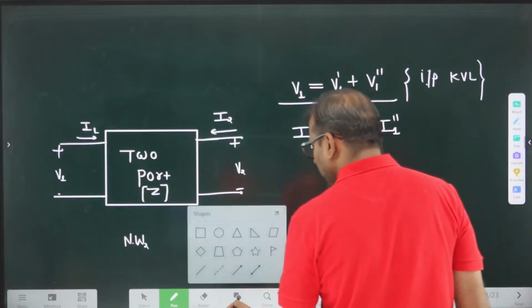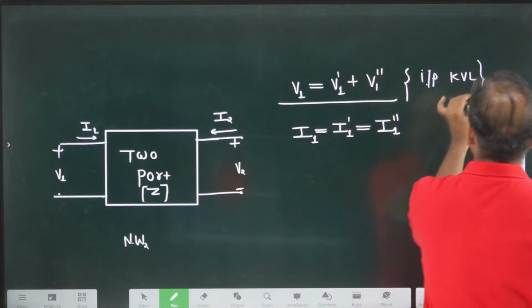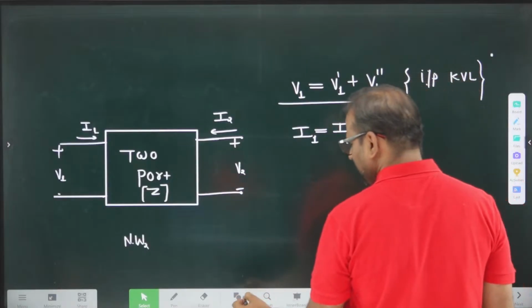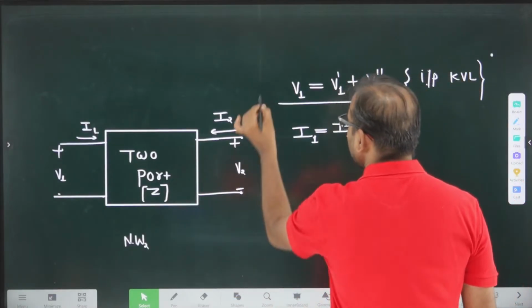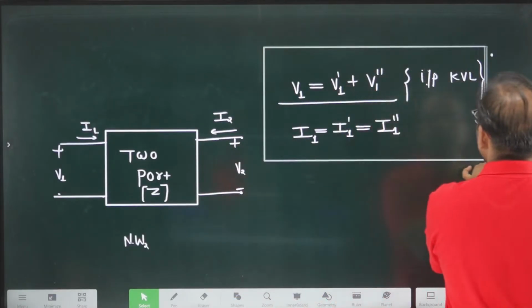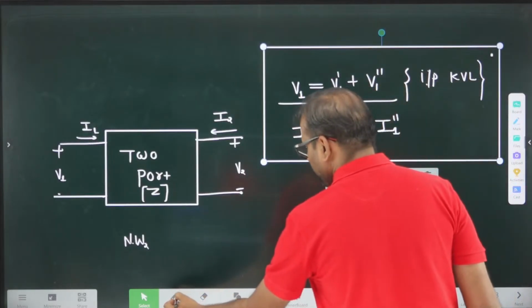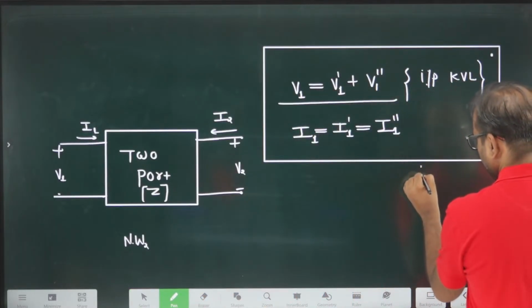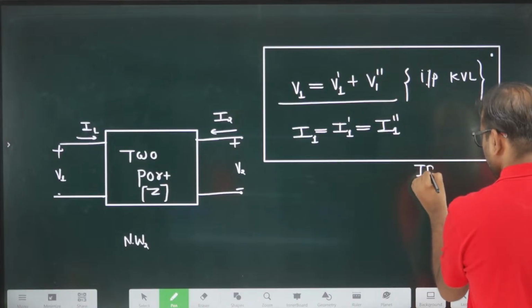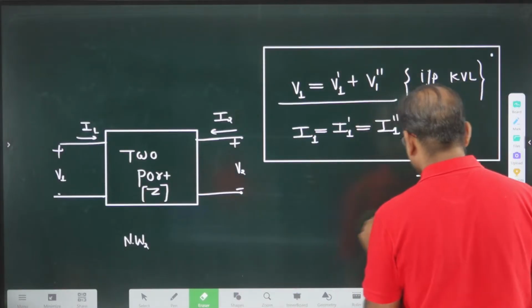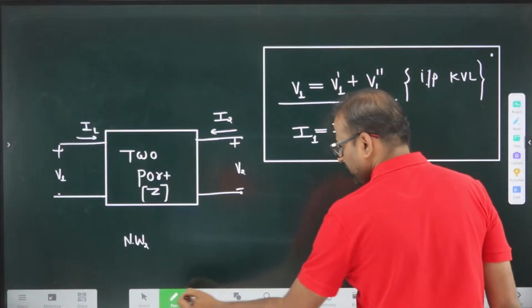So ये जो value है, these values are valid for input port. ये किसके लिए valid value है? These values are valid for what? These values are valid for input port.